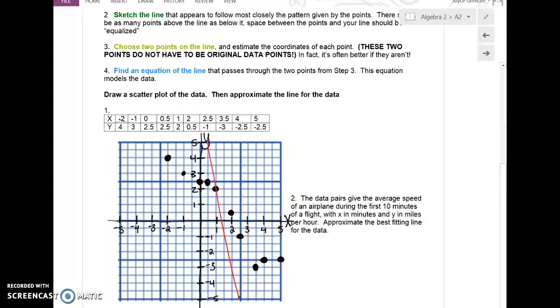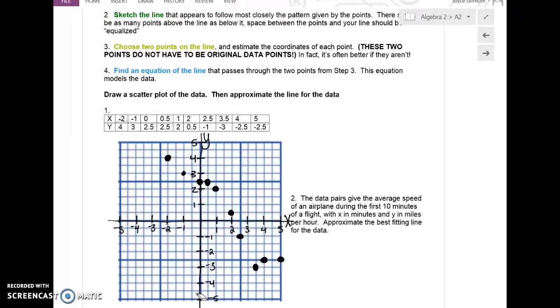That is not a best fitting line. Okay, so let's look at step number 2 up above. Sketch the line that appears to follow most closely the pattern given by the points. There should be approximately as many points above the line as below it. And this is what's really most important: the space between the points and your line should be somewhat equalized.